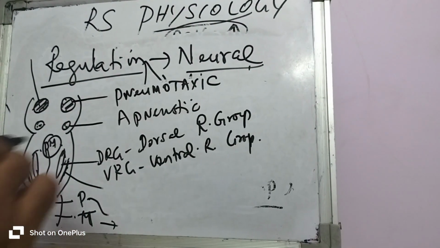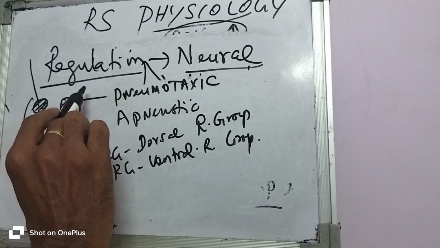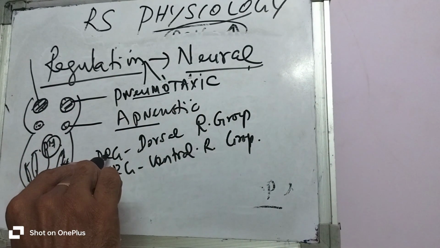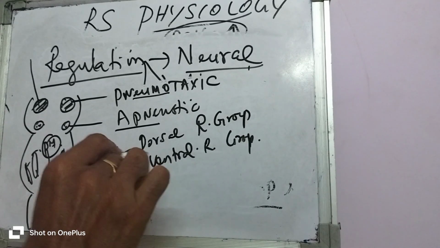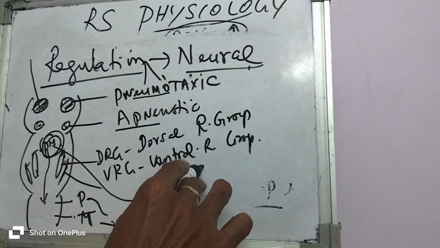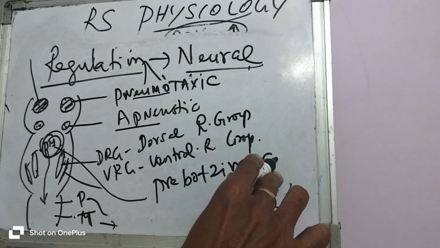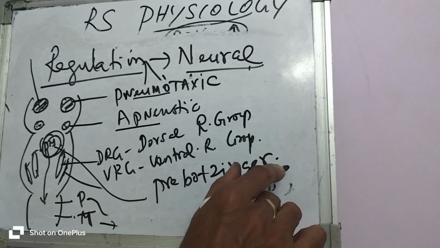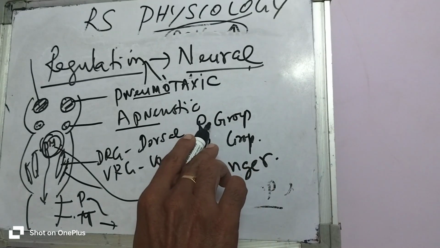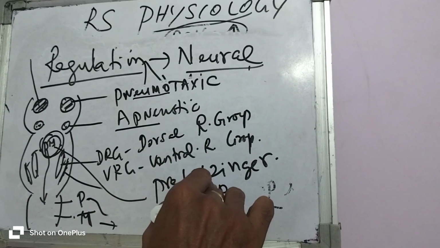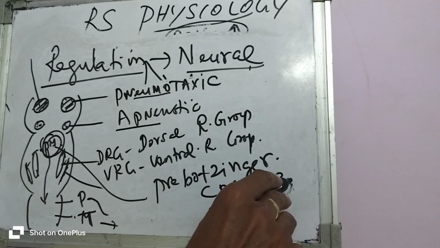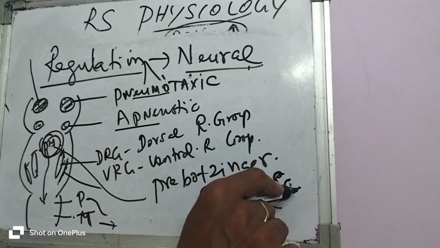So these are the centers. In the pons, the pneumotaxic center and apneustic center. In the medulla we have DRG and VRG, the dorsal respiratory group neuron and ventral respiratory group neuron. And we have the pacemaker neurons, which are called the pre-Bötzinger complex, or pre-Bötzinger neurons. These are the neurons which generate the rhythm of respiration based on input from DRG and VRG. So they are called the central pattern generator, CPG, and they are the pacemaker neurons. They send the signals to the spinal cord, to the muscles of respiration, the diaphragm and the intercostal muscles.